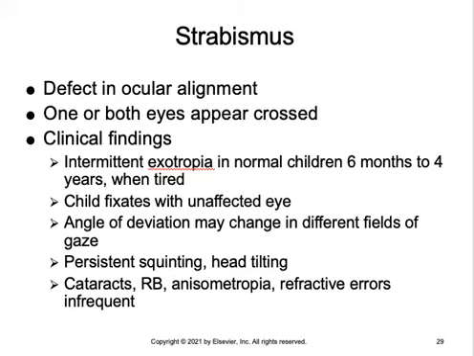And so with strabismus, the word in general means a defect in ocular alignment, and we talked about amblyopia being strabismus if it's in one eye, but both eyes can actually be crossed. And so that can be esotropia or exotropia. I did want to point out that in kids from 6 months of age until 4 years of age, when they're tired, it's not uncommon for one eye to drift outward. And it's usually, like I said, when they're tired.